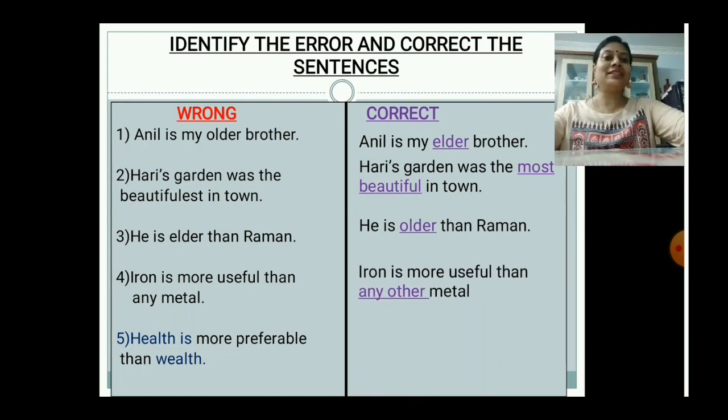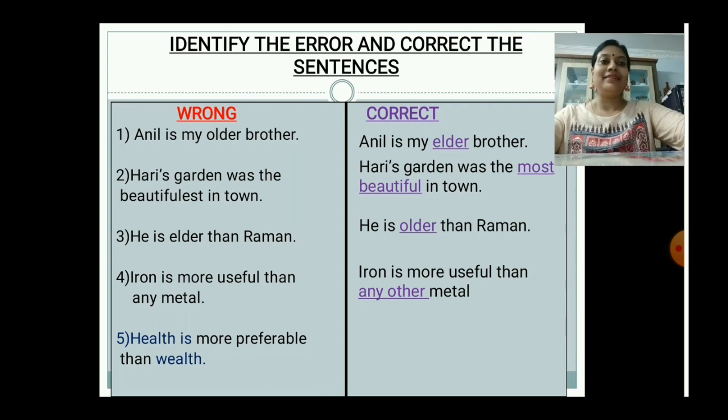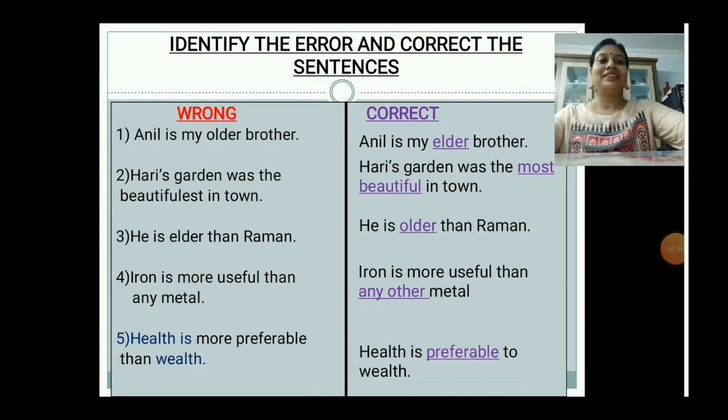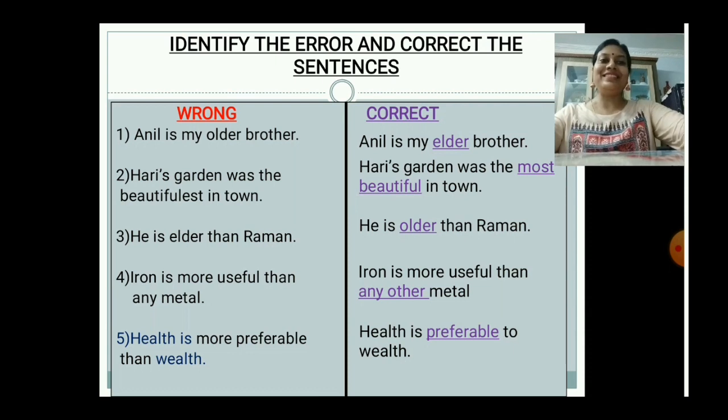Yes, the correct sentence will be: iron is more useful than any other metal. Fifth one: health is more preferable than wealth. What will be the correct way of writing this sentence? Health is preferable to wealth. Yes, these are the correct ways of writing the sentences by using the correct degrees of comparison. Hope these are clear with you all.